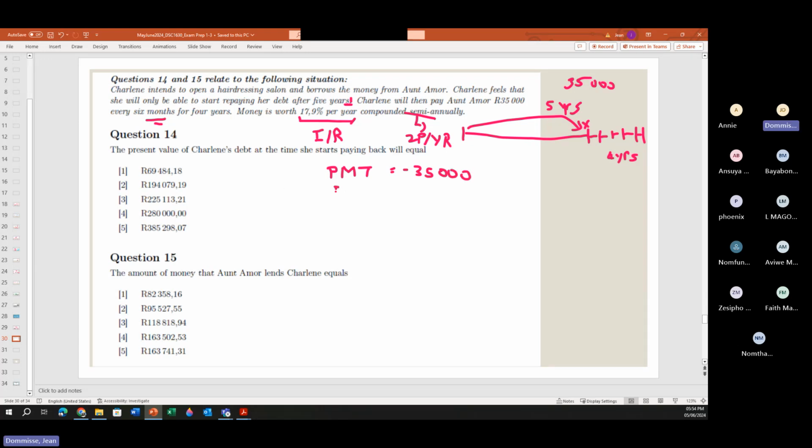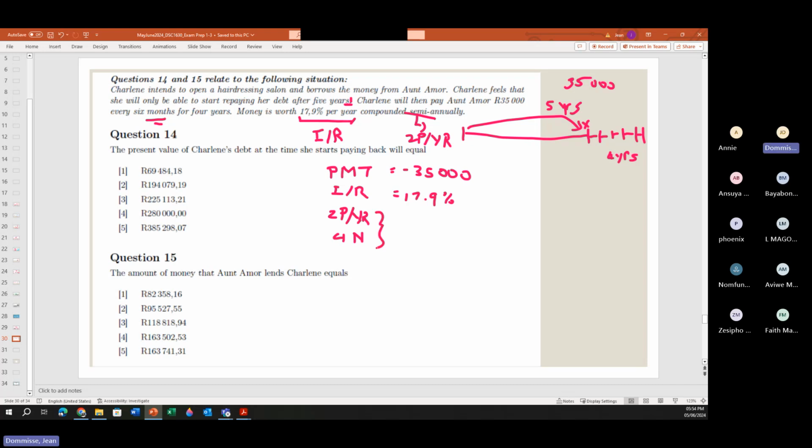She is making those payments with an interest rate of 17.9%. She is doing it 2 times a year, or every 6 months. She's making those 35 payments for 4 years. So in total, it is 8 periods.